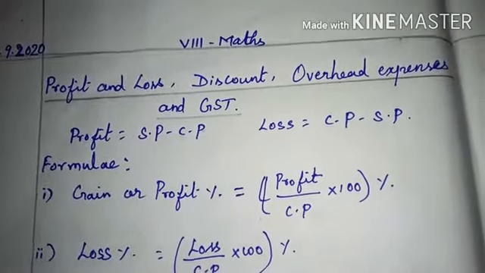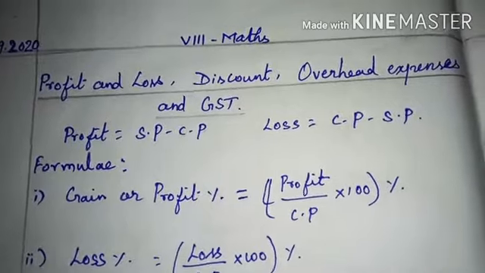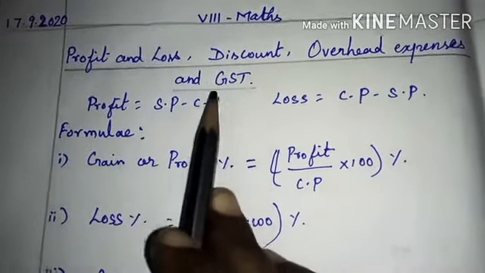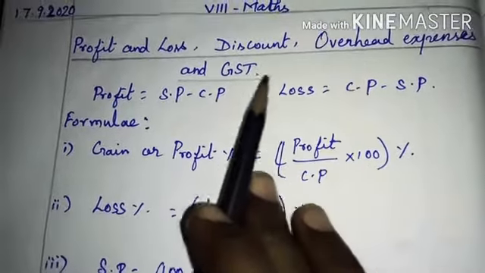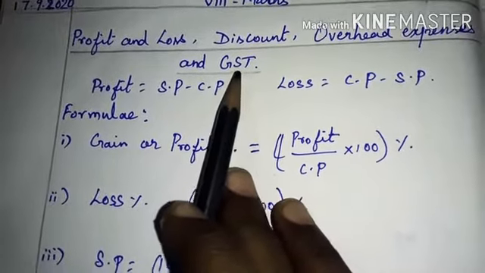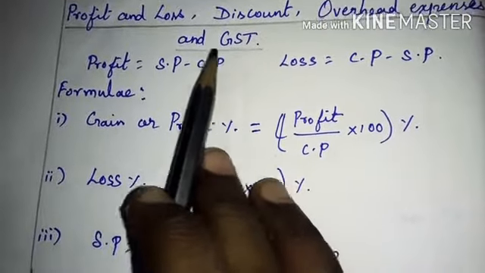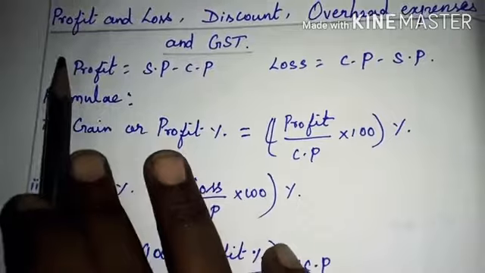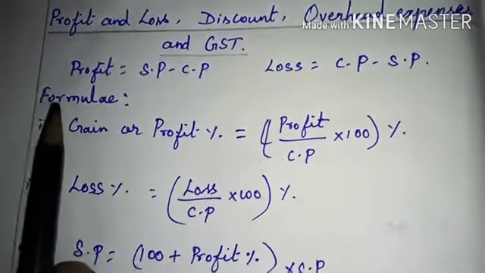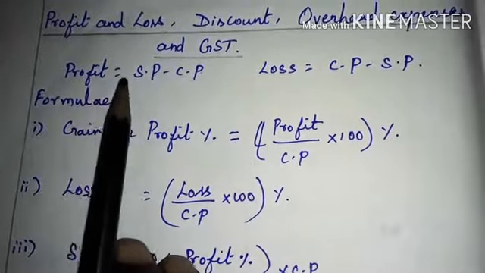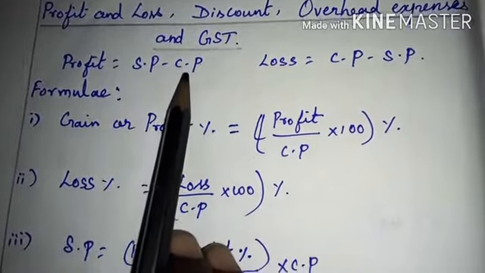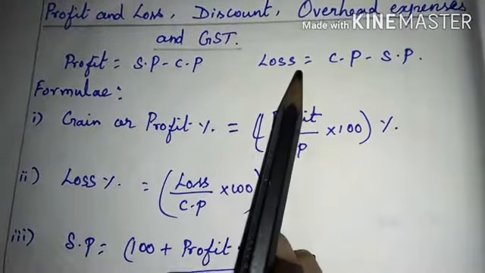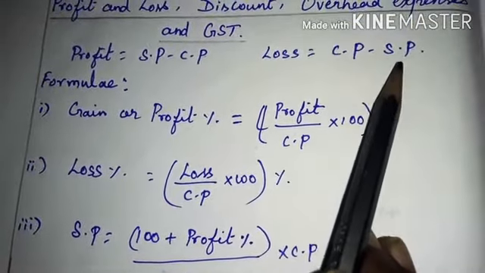Good morning, students. Today we are going to learn about profit and loss, discount, overhead expenses, and GST from the chapter Life Mathematics. In the earlier classes, you have learned about profit and loss. The profit can be found out by selling price minus cost price, and the loss can be found out by cost price minus selling price.